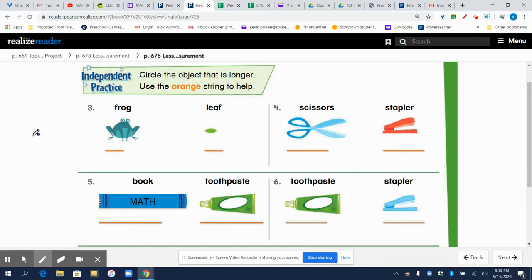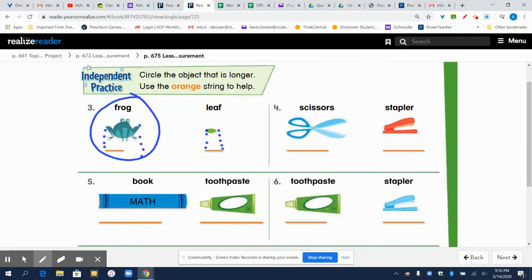Perfect, we're going to circle the frog because the frog starts there and ends way over there, but this cute little leaf starts there and it ends kind of right there near the end of the leaf, but look how much further the frog goes past the orange string.